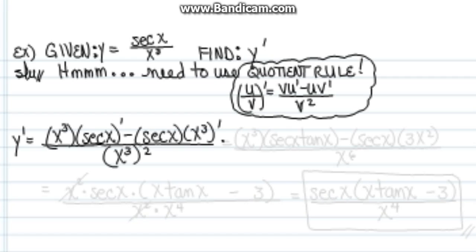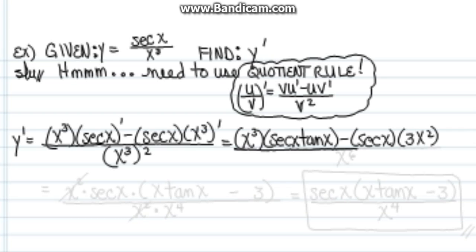Okay, let's do it. That's equal to x to the third power times secant x tangent x, minus secant x times 3x squared, over, we're squaring the bottom, we get x to the 6th.